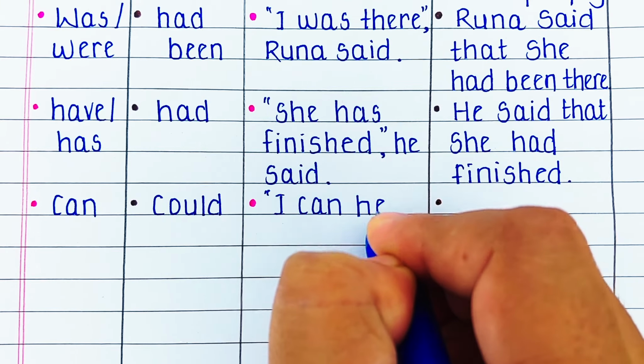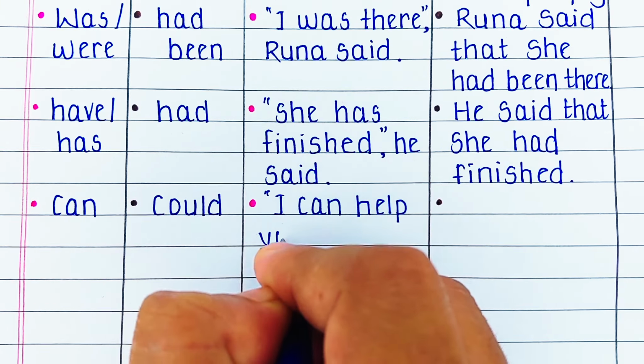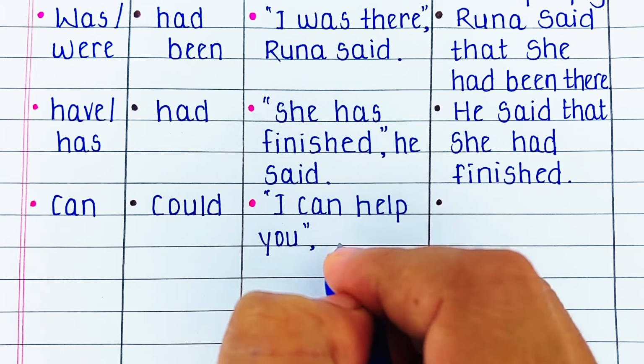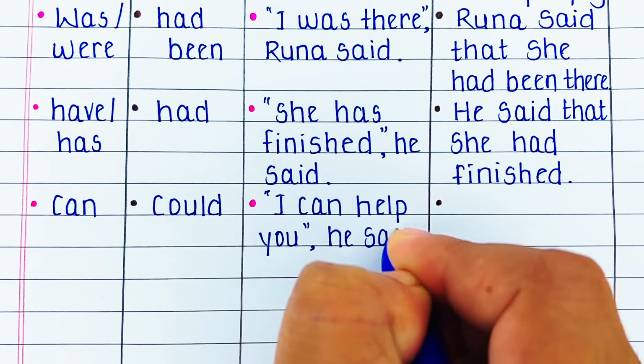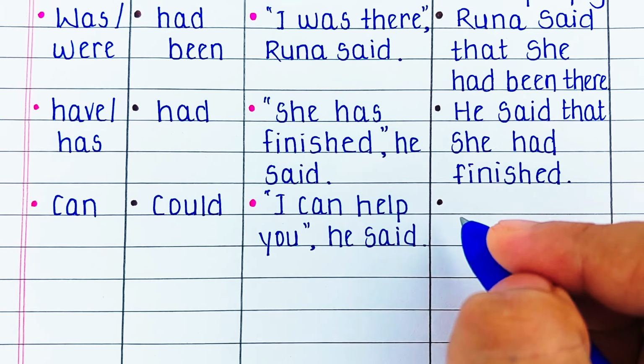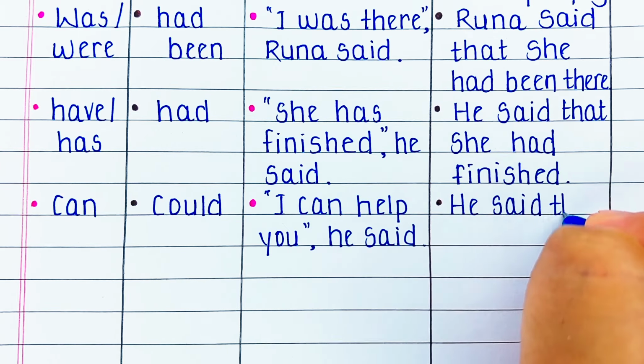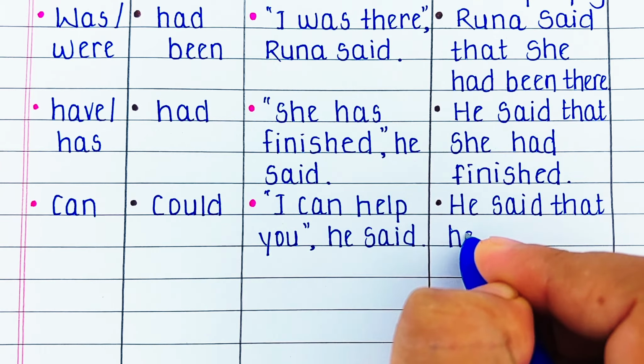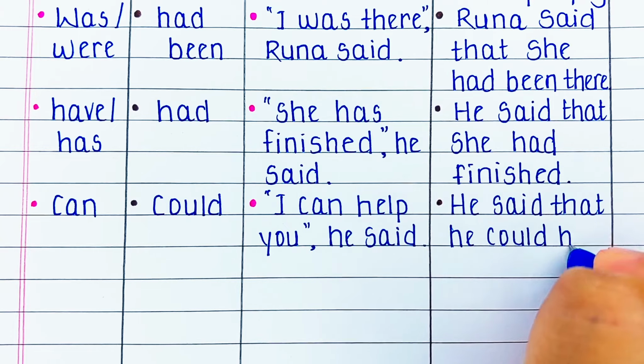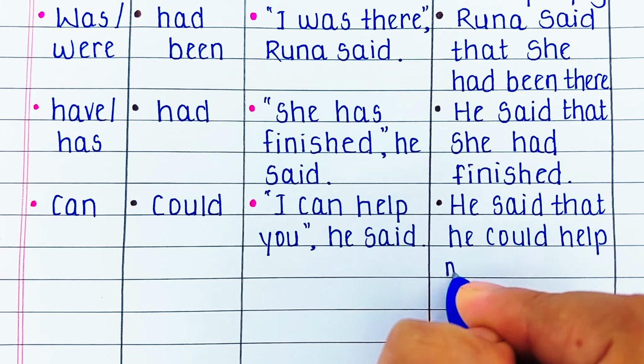Next is can. Can in direct speech will be written as could in indirect speech. Example, in direct speech we will write "I can help you," he said. Now in indirect speech we will write he said that he could help me.